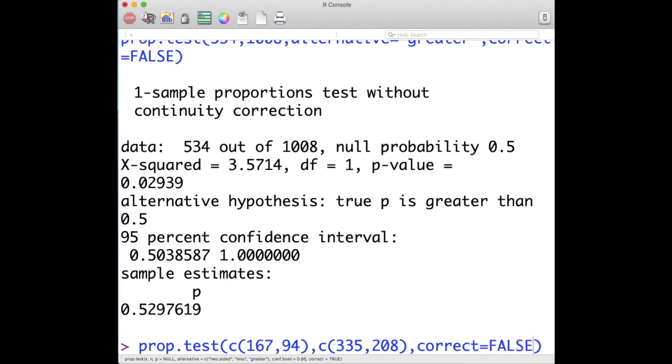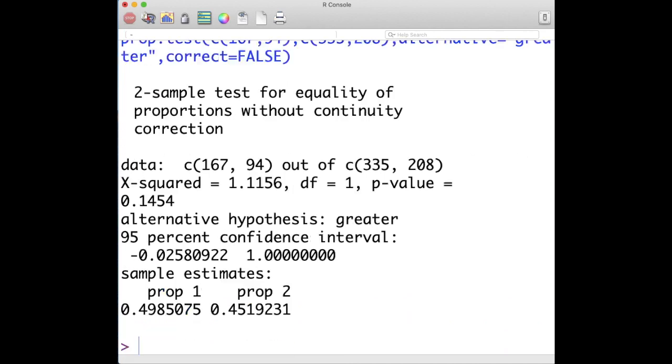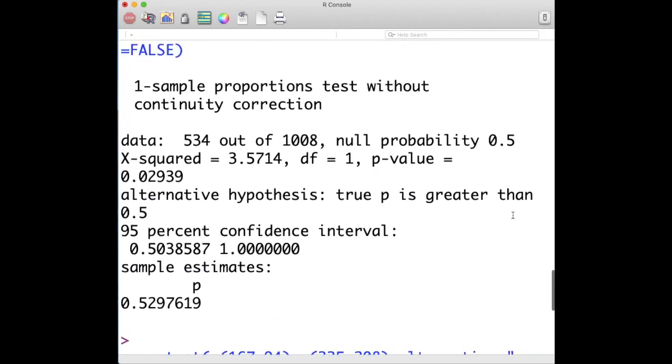The question asked us at the 5% significance level, can we conclude that there was a decrease? In other words, can we conclude that P1 is greater than P2? So that means that our alternative is greater. And when we do this, we end up with a p-value of 0.1454.